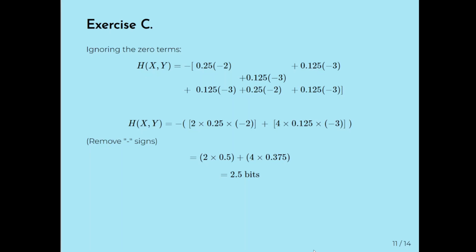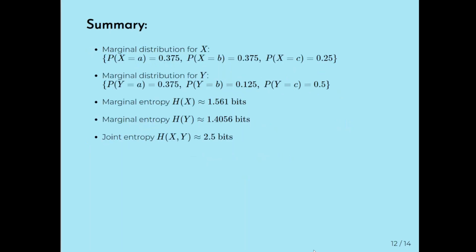So we have 2 cases where the probability is 0.25: 2 times 0.25 times minus 2. And we have 4 cases where the probability is 0.125: 4 times 0.125 times minus 3. Removing the minus signs because it's a little bit tricky to follow all these minus signs, you should end up with a positive number. So 2 times 0.5 plus 4 times 0.375, that is 2.5 bits. So that is our overall summary there.